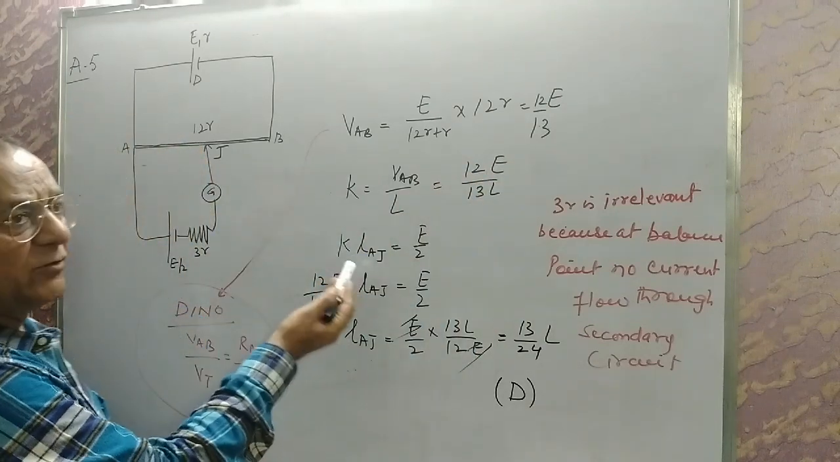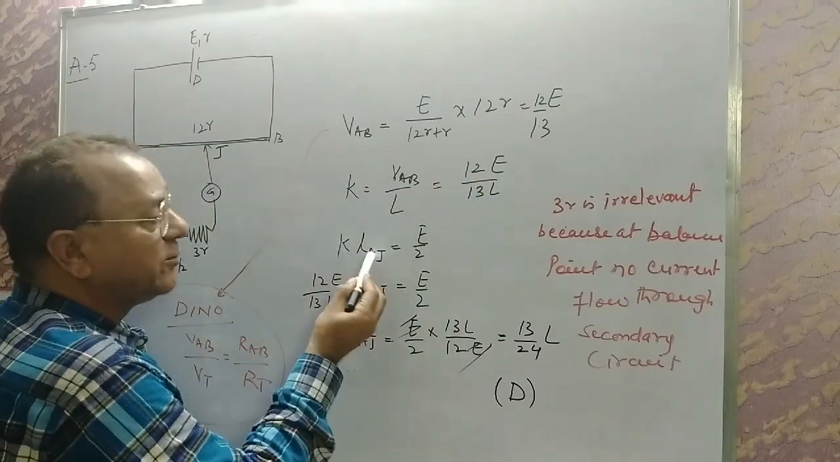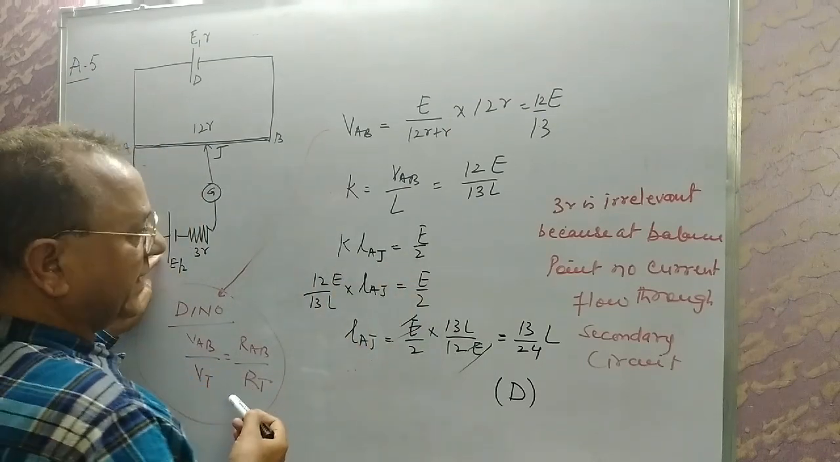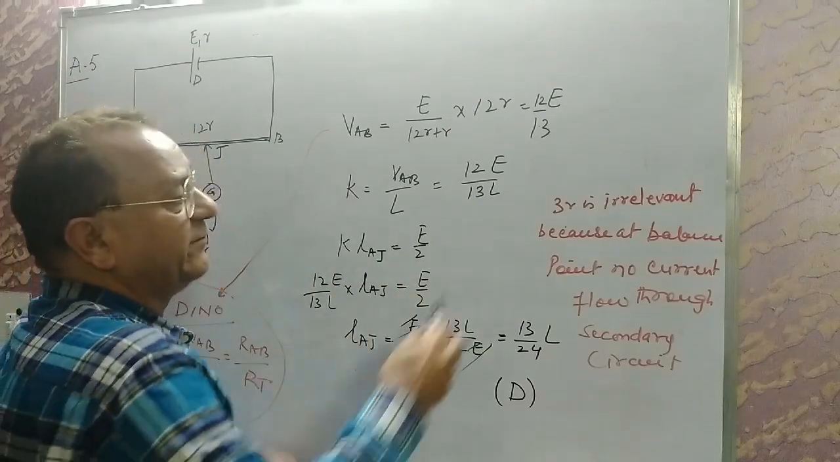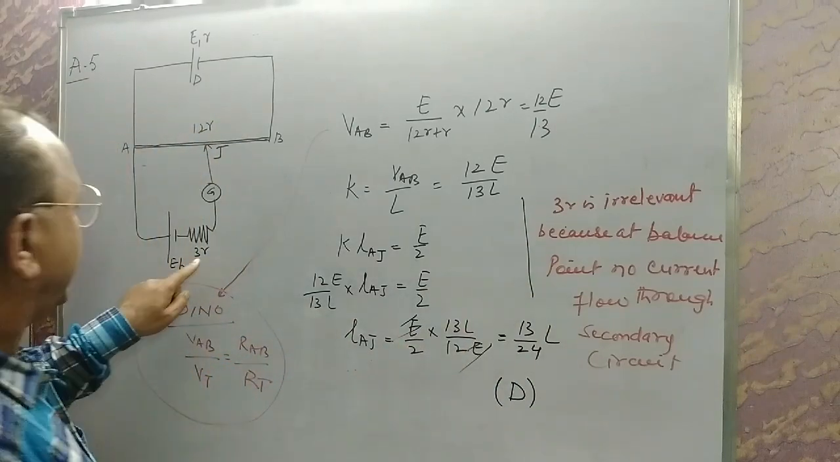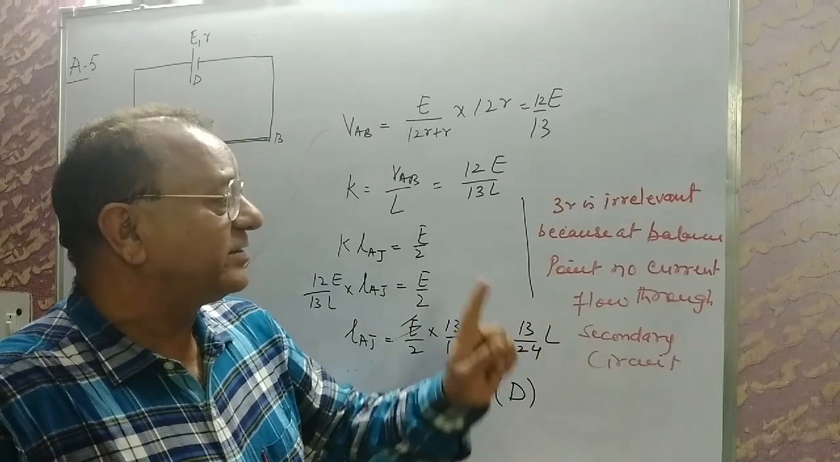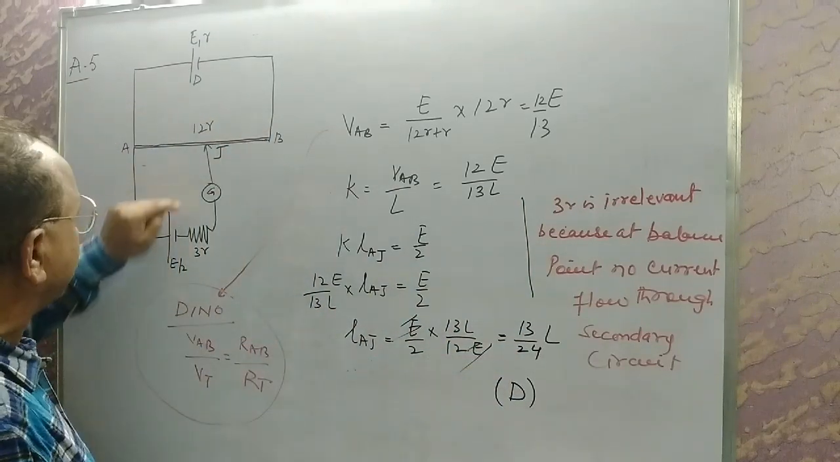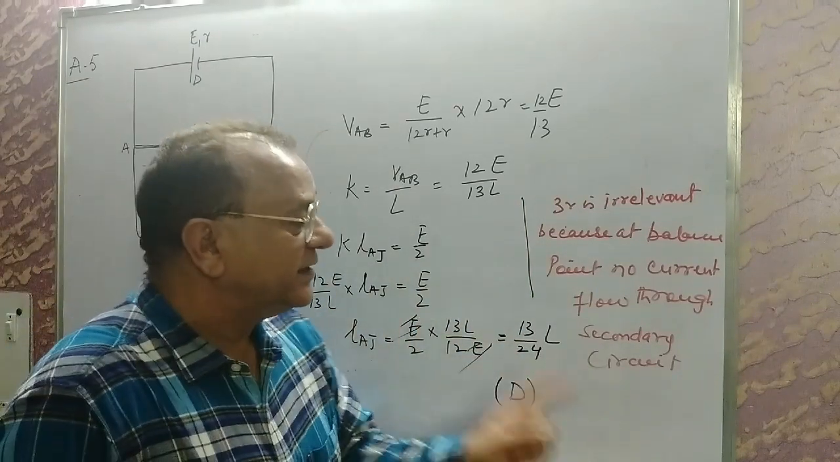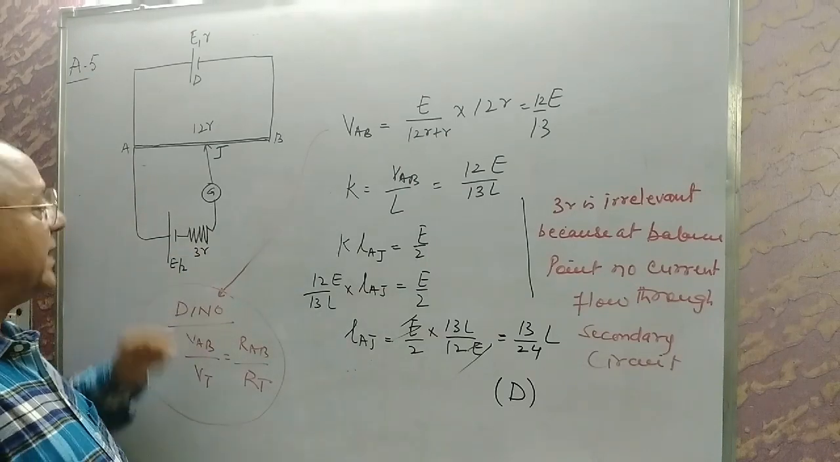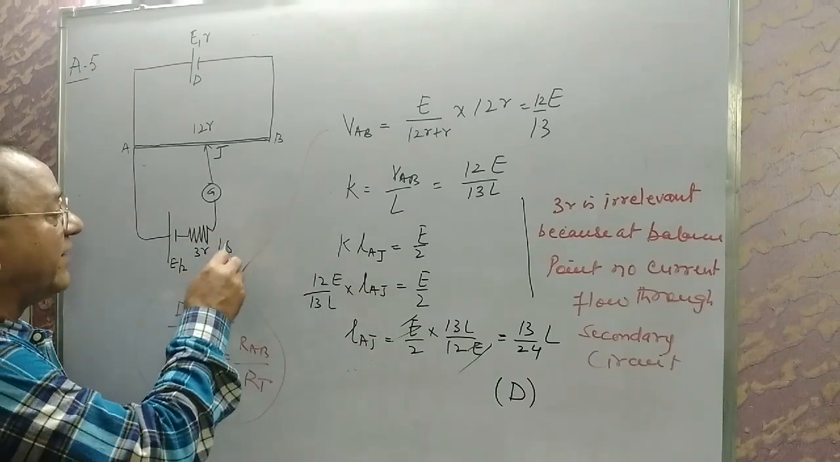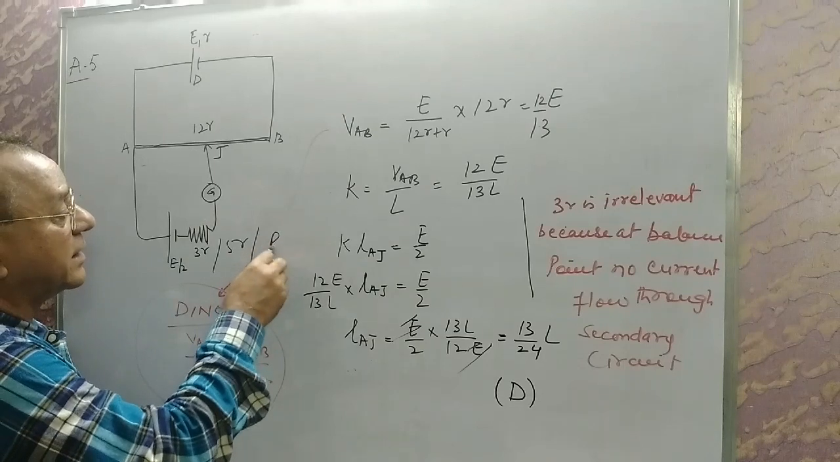Now you can easily find out the balancing length. K into balancing length is equal to external battery. Here you have to be very careful. 3R is just given to confuse you. 3R is irrelevant because at balance point in the secondary circuit there is no current. Therefore this becomes redundant. Here sometimes they will write 3R, 5R or whatever R, doesn't matter.